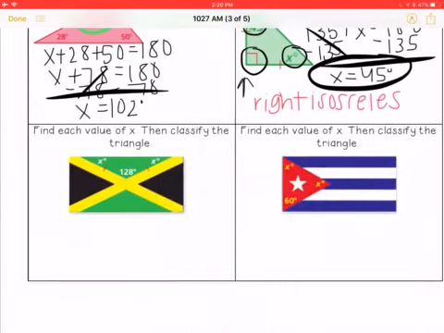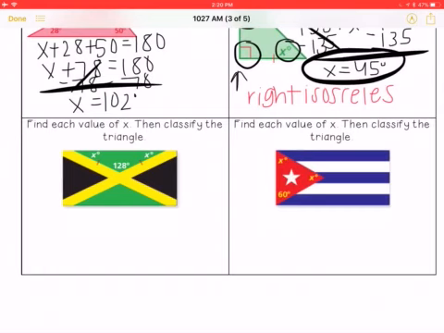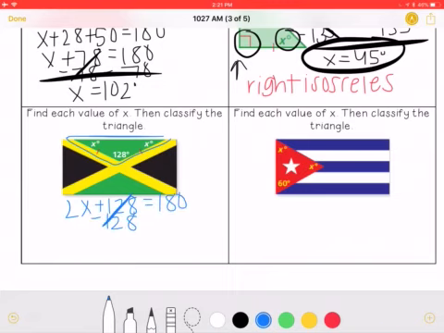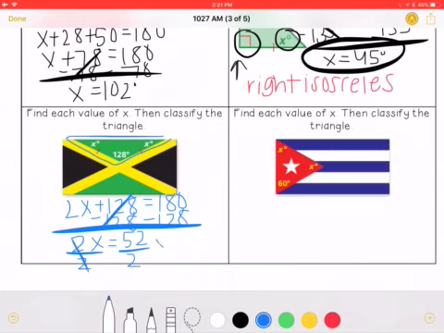Let's keep moving on. Let's look at these flags here. Again, we're finding the value of X and then classifying the triangle. Let's set up our equation. So this is my triangle within here. It's what I'm looking at. So I have X plus X. That's going to give me 2X plus 128 should all equal 180. Now solve for X. When I do 180 minus 128, I'm getting 52. Divide that by 2, and X is going to equal 26 degrees here.